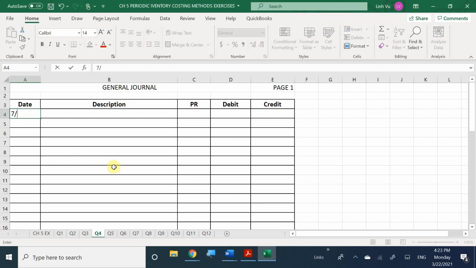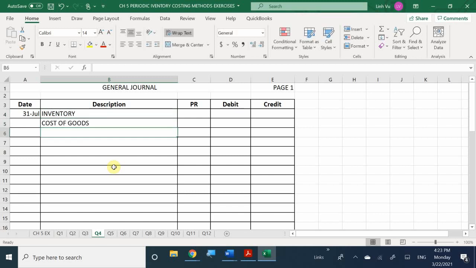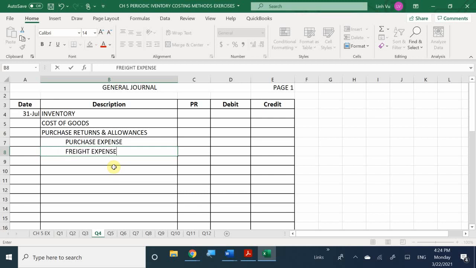So in this case, number 4, what is my journal going to look like? All right, so it's July 31st. What is my inventory? We got inventory, good. Cost of goods, purchase returns and allowances, total purchase, and freight expense. And then I feel there's inventory again, but I'm not quite sure on that. All right, well, we can always test the hypothesis. So you think inventory needs to appear again.